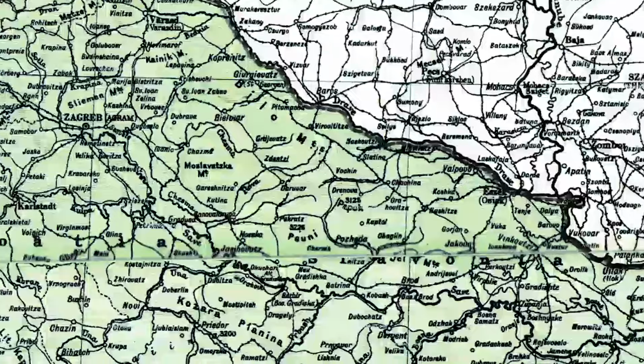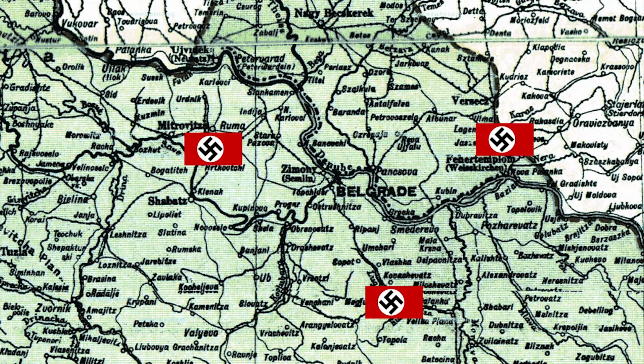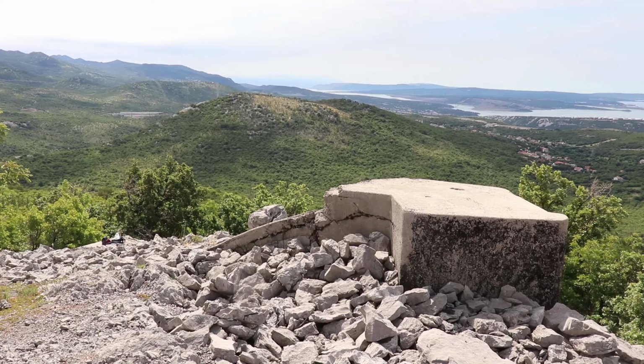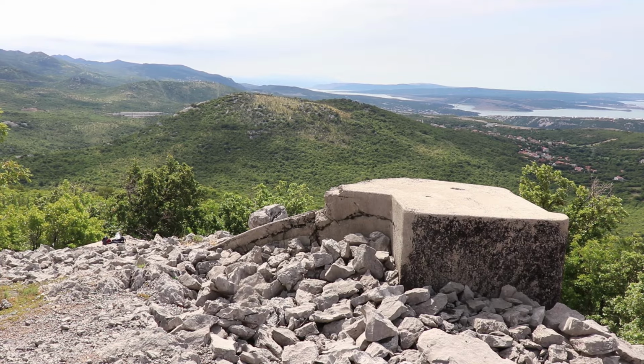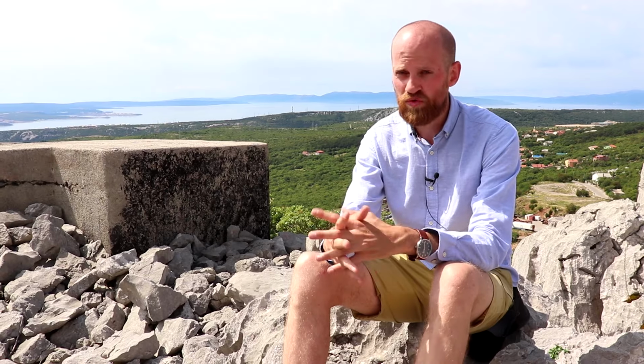The point of main efforts, the so-called Schwerpunkt, included 3 mechanized columns driving on the capital of Belgrade. As the Yugoslav army was crumbling, General Simovic sent out orders to his army groups to fight the enemy wherever you may be in contact with him, in all directions, on your own initiative, without awaiting special orders from higher command echelons. The situation was extremely dire.